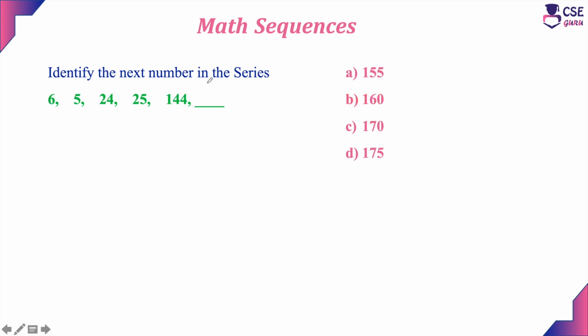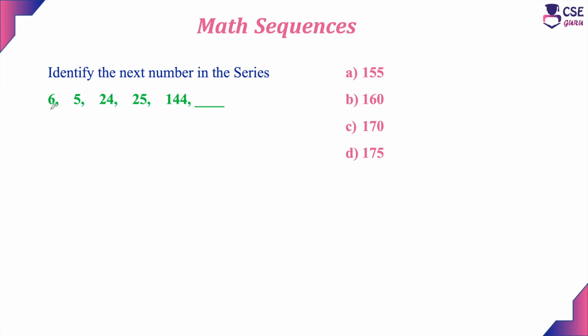Identify the next number in the series. 6, 5, 24, 25 and then 144. And what is the next term we need to identify? So here, the difference between the first and second term, 6 and 5, is minus 1. Second and third term is 19. The difference between third and fourth term is plus 1. And the difference between the fourth and fifth term is 119. Right? So there is no connection here. So this is a different pattern.